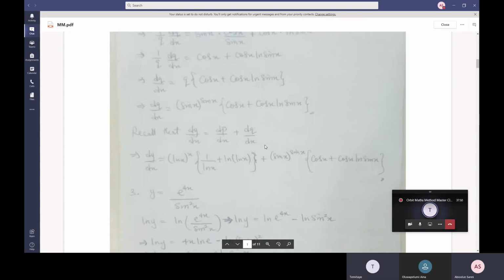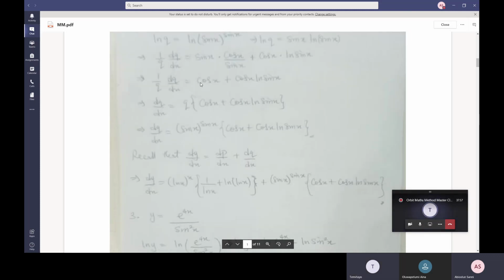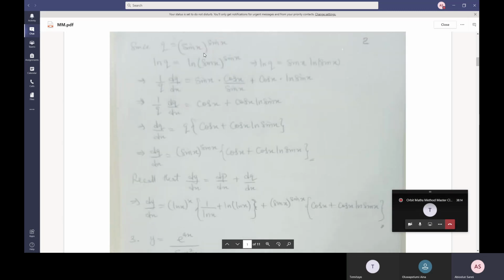Oh, okay. Moving on. So, I think I stopped here. So, what's going to be the dq dx? You multiply by q, right? So you have q times cos x plus cos x ln sine x. That is this left hand side. Now you cannot stop here. You have to substitute what our q is, which is actually sine x to the power sine x, which is this, times this result. So you have our dq dx.